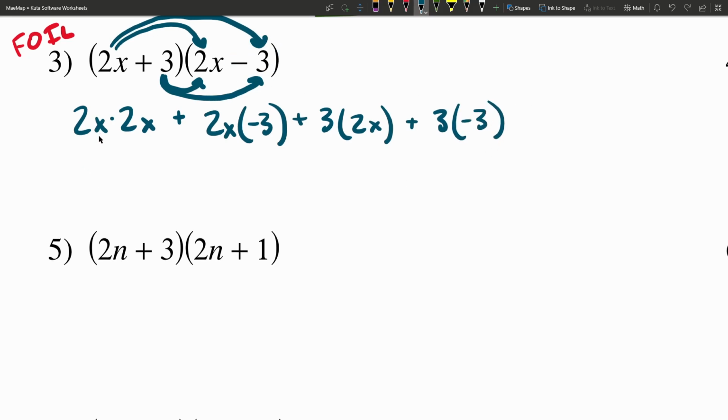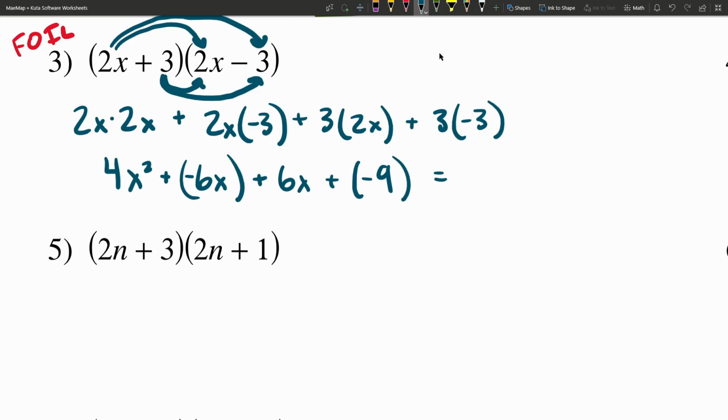Simplifying this down, 2x times 2x is going to be 4x squared, plus 2x times the negative 3 is going to be a negative 6x. Then we're going to have 3 times 2x, which is 6x. And then we're going to have 3 times negative 3, which is a negative 9.